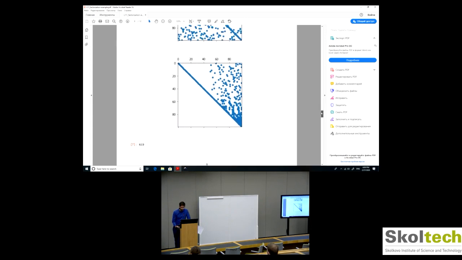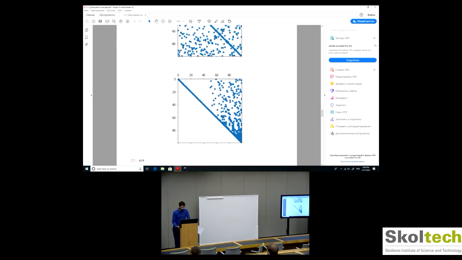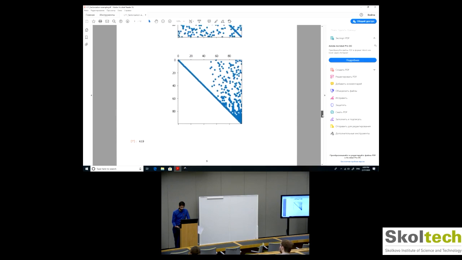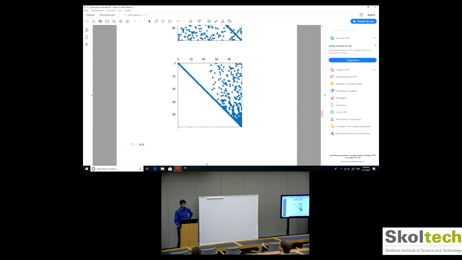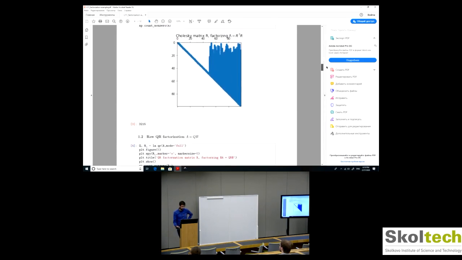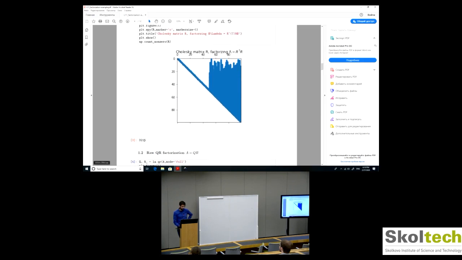Okay, and now this is the result. So this is the Cholesky factorization of this new matrix, right? If you see, it does not have so many non-zero elements. There's a lot of zeros here, a lot of them. In fact, we only have 400 elements, while if you go here to the Cholesky, we have 3,000, right? And the only thing that has changed here is the ordering.